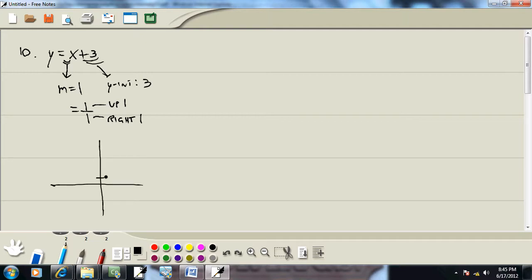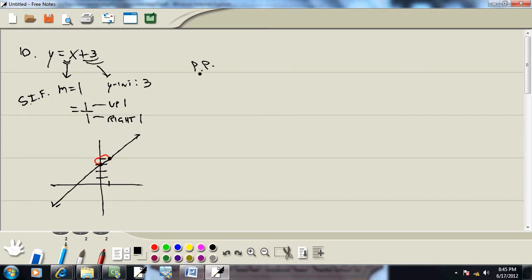So to graph this, we'll go to our y-intercept first, and we'll put a point. And from there, we use the slope to get our second point. So from the y-intercept, we go up 1, right 1, and that's where our second point goes. Once you've got those 2 points, you draw a line through them, and that's your graph. Now that's using slope-intercept form.